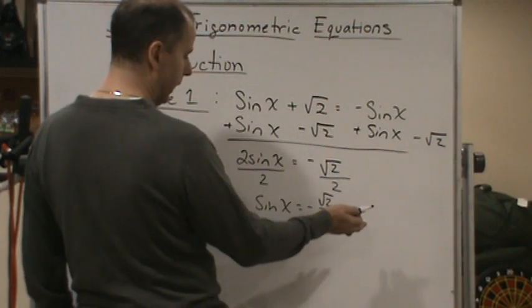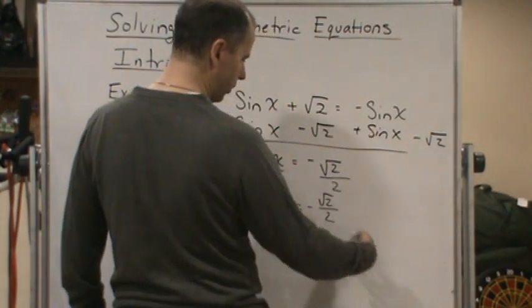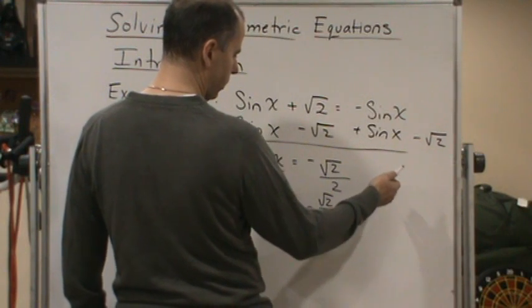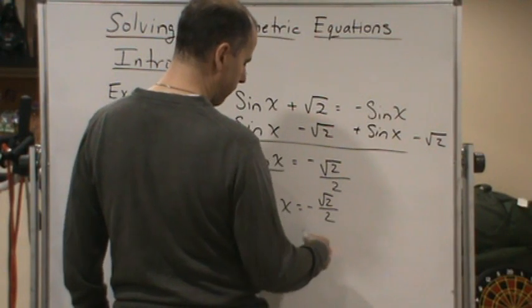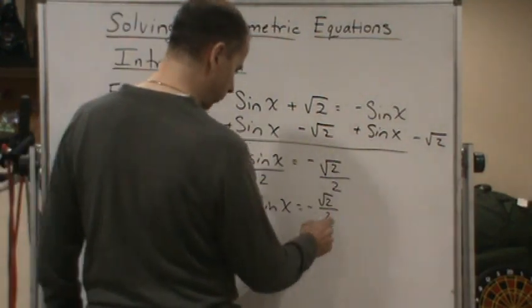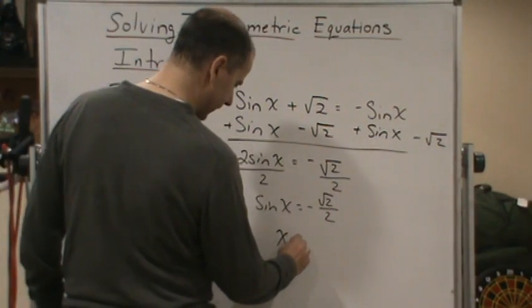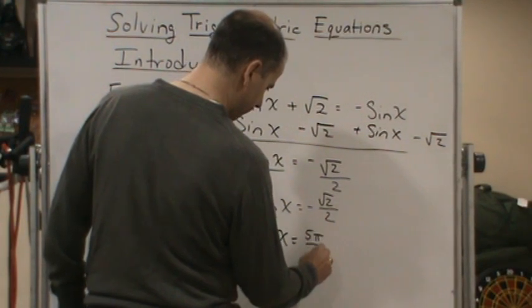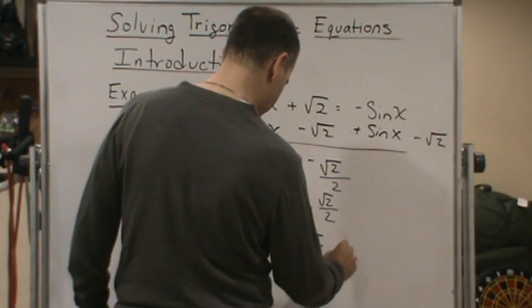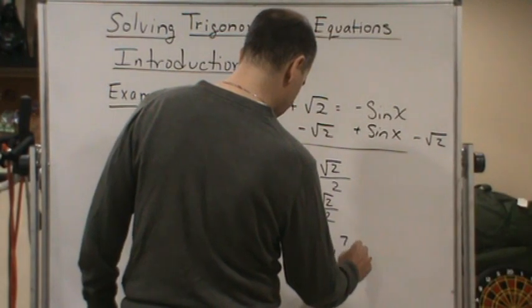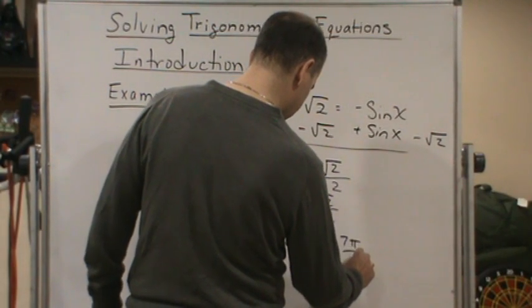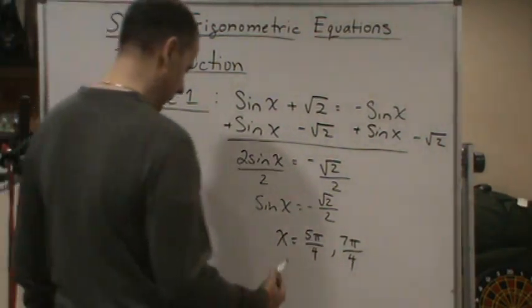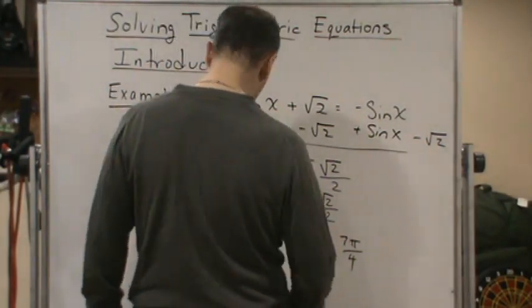Think of your unit circle. We're in the third and fourth quadrant, so that's going to be 5 pi over 4 and 7 pi over 4. So x equals 5 pi over 4 and 7 pi over 4. But again, remember, there are infinite solutions, so it would be what?